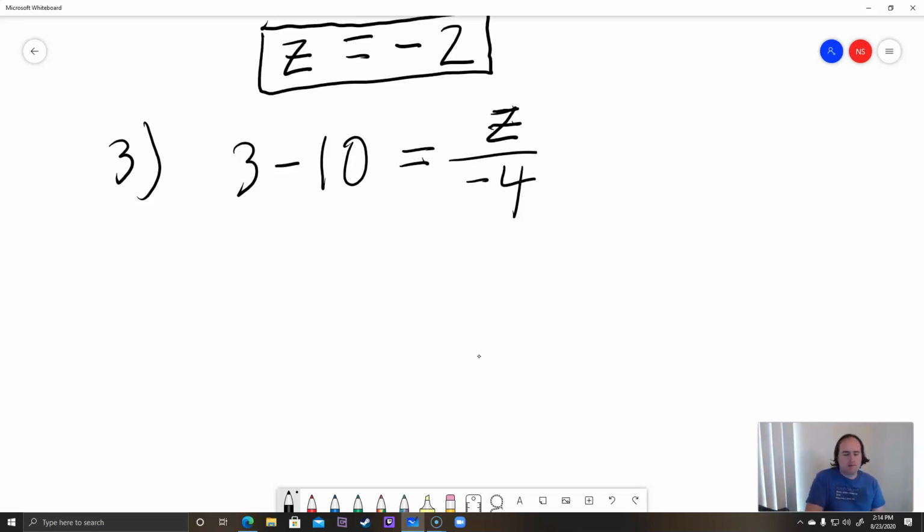So for this problem, what we have is on the left side we need to combine like terms, but we can't combine like terms on the right side because it's actually a fraction. It's actually division there.